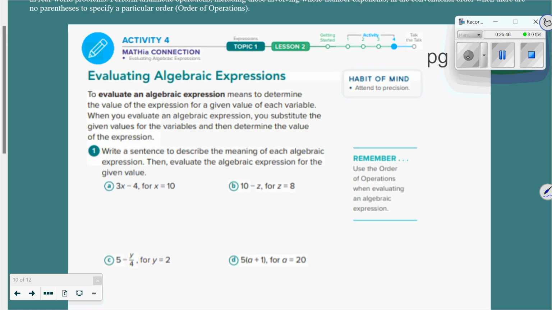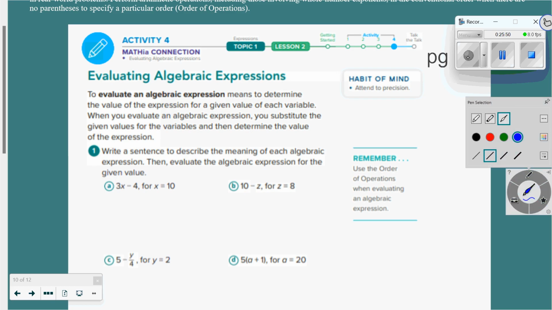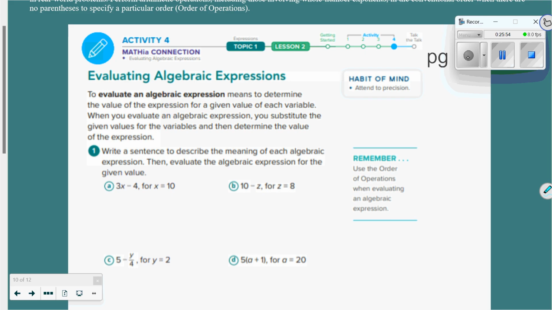Okay, so here's the part we had to skip because of time, but this is actually a really critical part of the lesson. So we'll make sure we at least have access to it. Hopefully those that didn't get any class will come and listen to the video so they get this. And that is evaluating algebraic expressions. Just like we did yesterday, once you see that term evaluate, what we want you to do is determine the value of the expression for a given value of each variable.